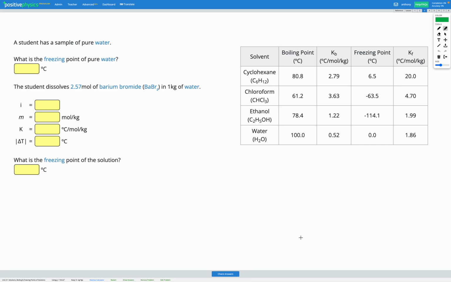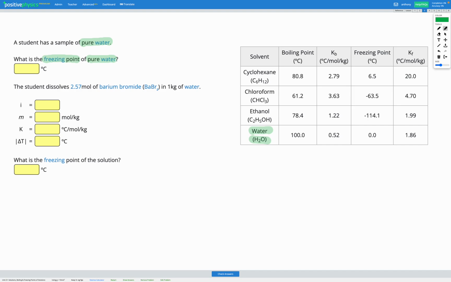In this question, a student has a sample of pure water. So let's go to our table over here and find water. Here's water. So all the information we need is going to be in that bottom row for our table for this question. First, we're asked, what is the freezing point of pure water?